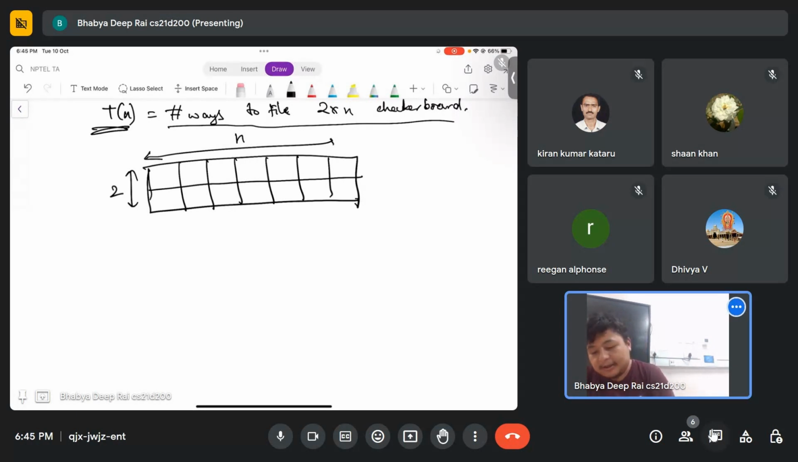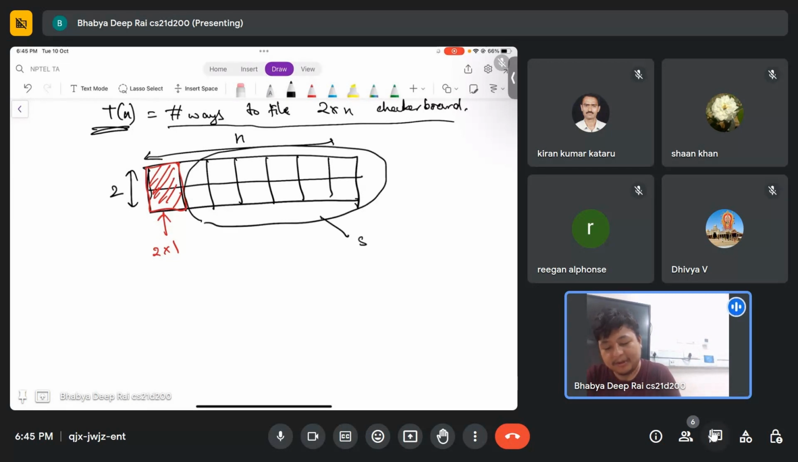Okay, now let's say I had tiled this particular tile with a 2 cross 1 tile. Okay, these two boxes with a 2 cross 1 tile. Then what do I have here?